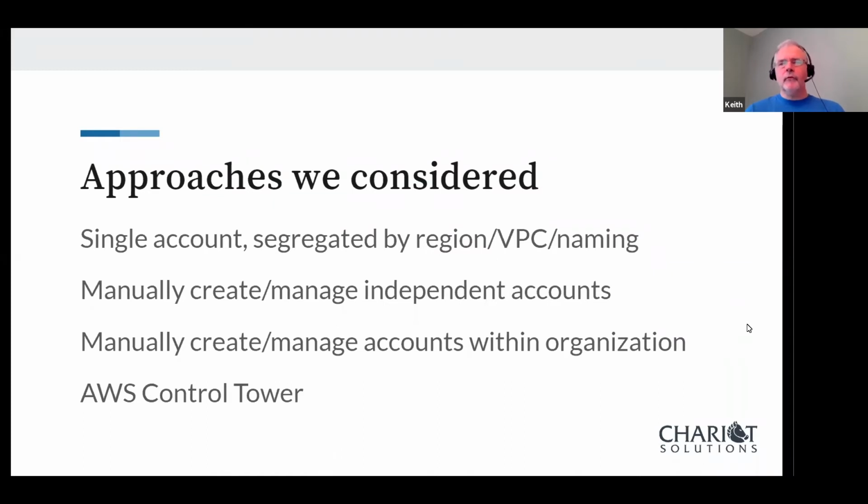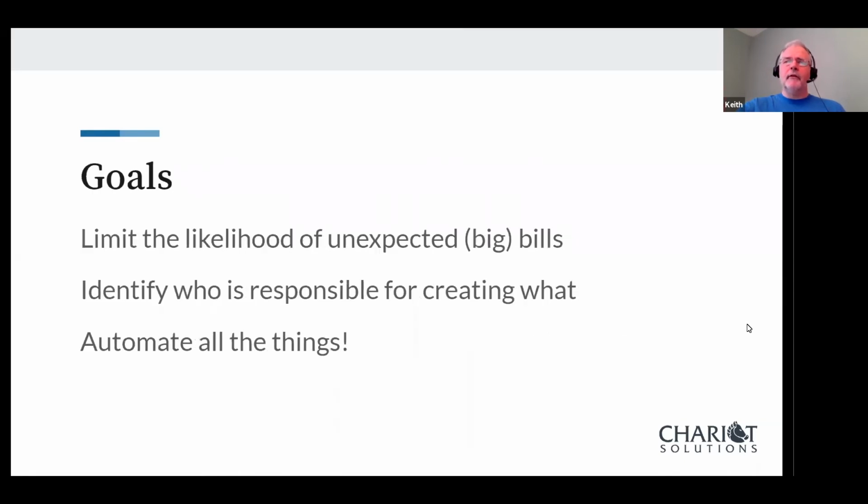So the two that were kind of viable solutions: one was to manually create and manage accounts within an organization, and the other was to use AWS Control Tower / Landing Zone, which is Amazon's solution for creating accounts. We ended up with creating the accounts within the organization, so I'm going to talk about those parts a little bit. But first, the goals.